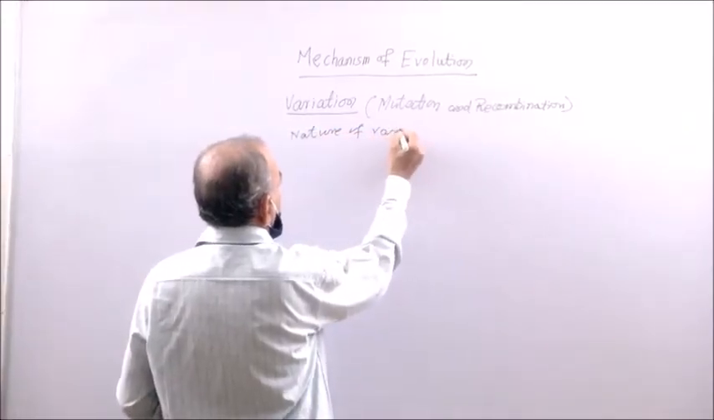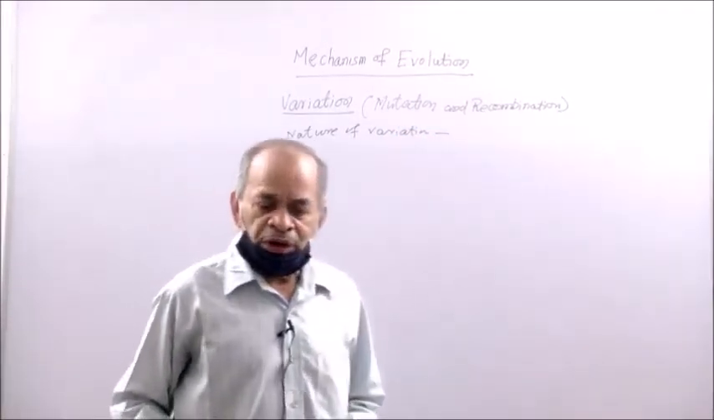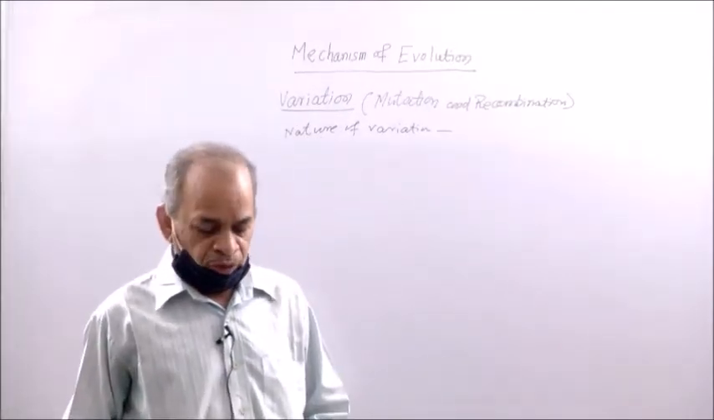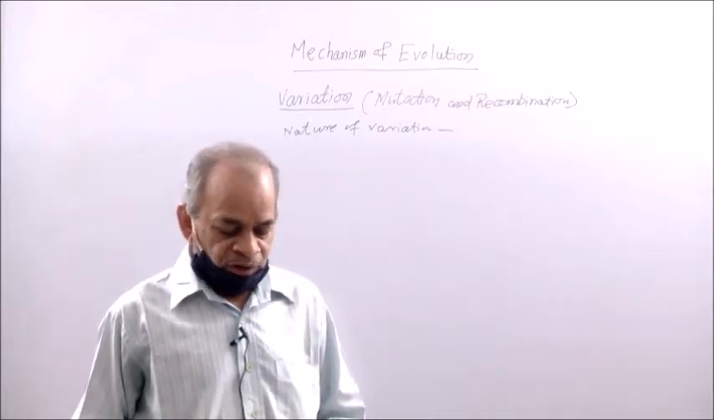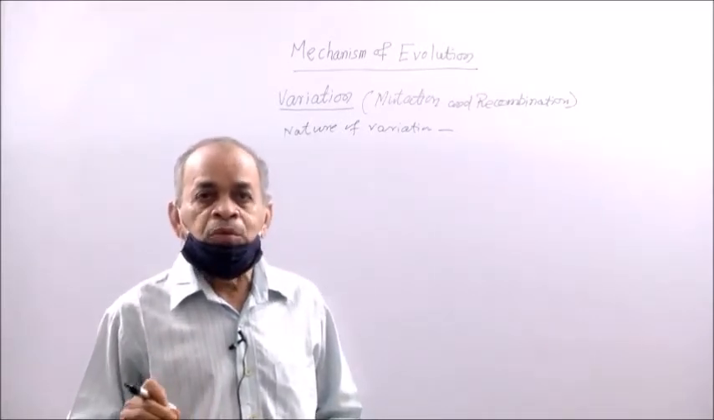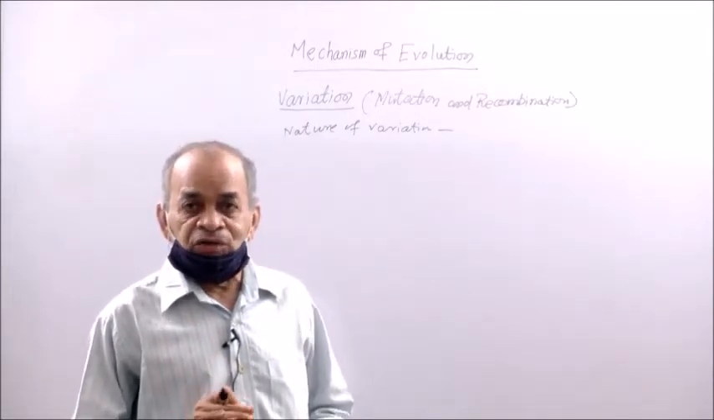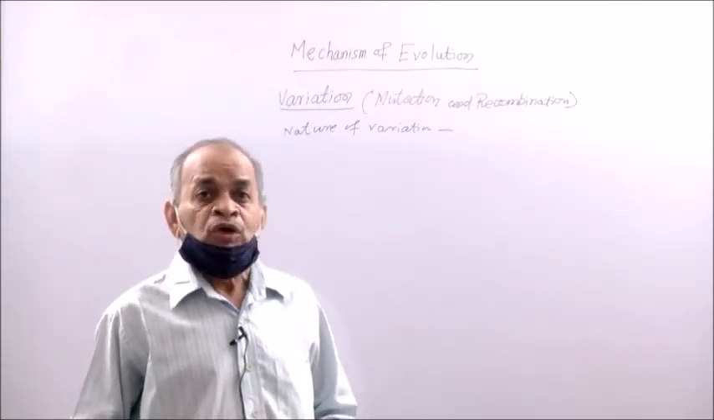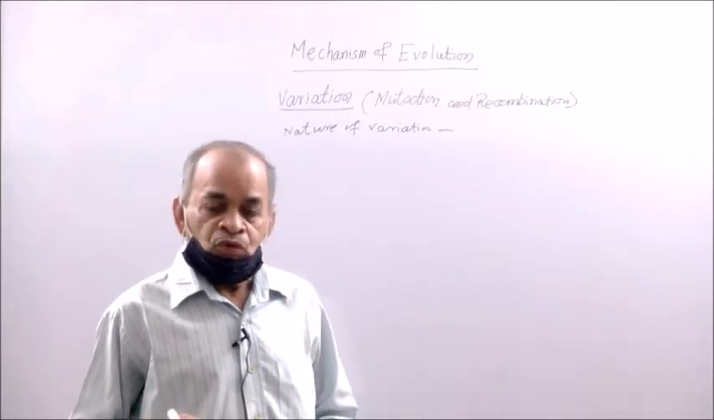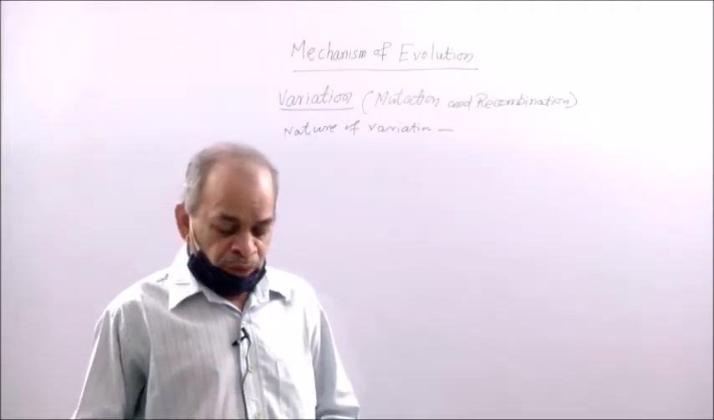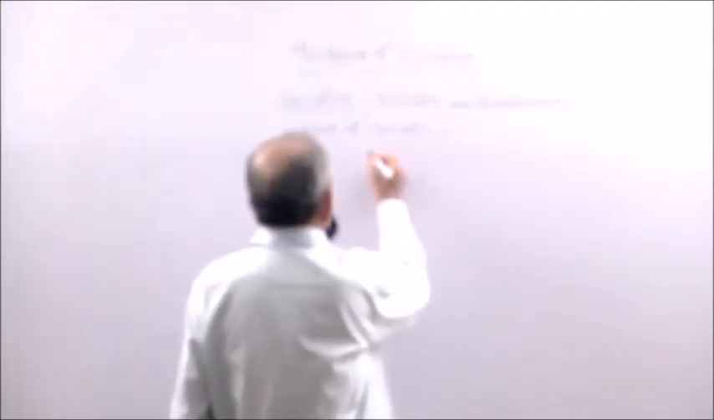Nature of variations. Darwin's theory was based on the idea that natural selection acts upon small inheritable changes. Very small inheritable changes means these changes are transmitted to their offspring or next progeny. So these are small changes. These small changes are denoted as continuous variations.